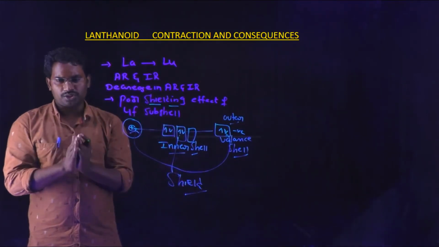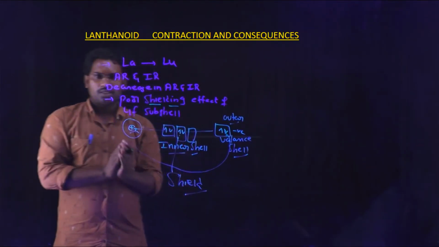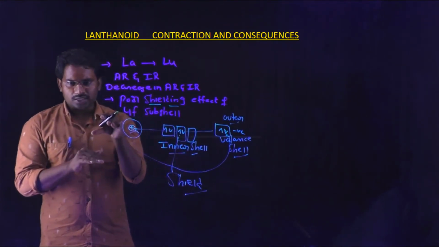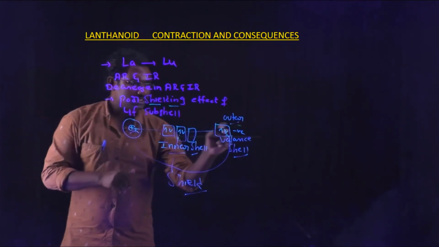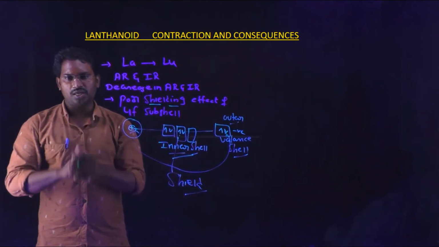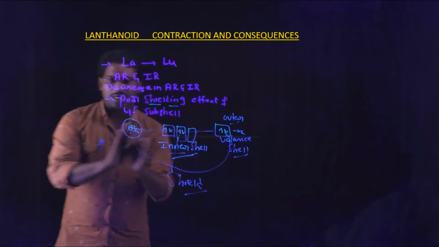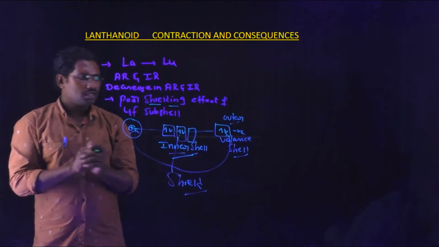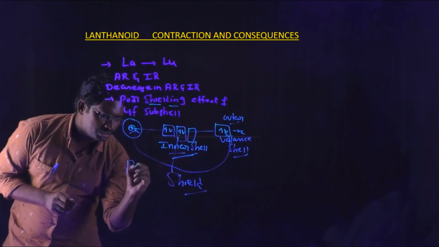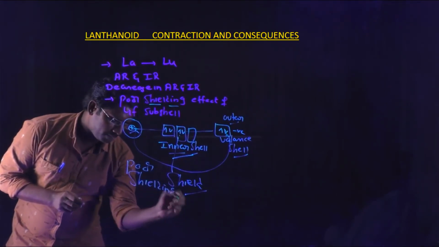Shield means protection. These inner shells protect against the attraction between the nucleus and valency shell. When they reduce the attraction between the nucleus and valency shell, they have a more shielding effect, or rich shielding effect. In other words, if the inner shell electrons do not show any influence on the attraction between the nucleus and valency shell, they have a poor shielding effect.